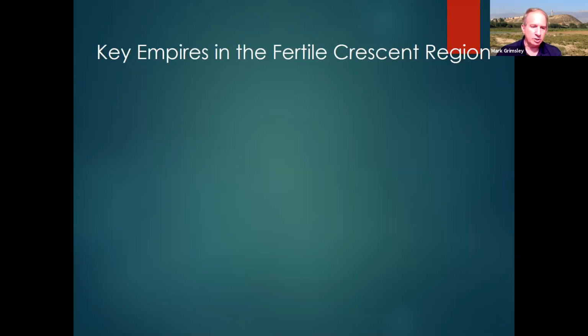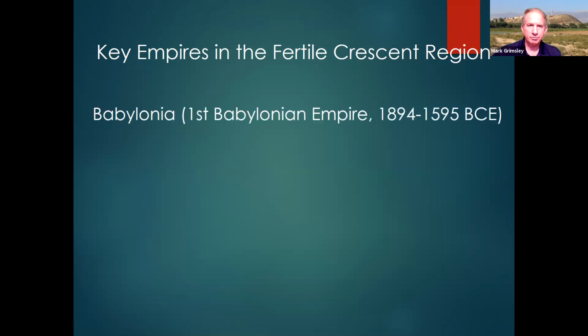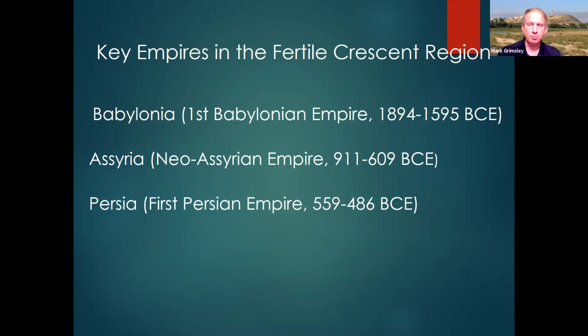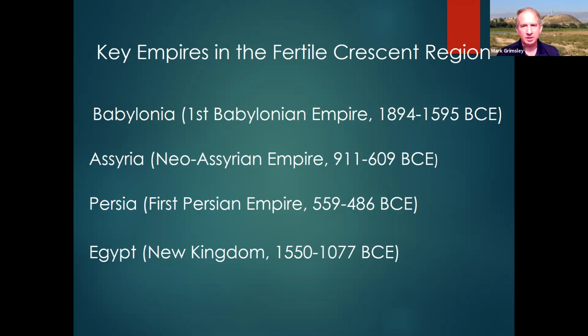For Mesopotamia, I want you to bear in mind just 3 empires. Babylonia, strictly speaking, the first Babylonian empire, which is dated from 1894 to 1595 BCE. Assyria, strictly speaking, the Neo-Assyrian Empire, 911 to 609 BCE. Persia, again, if you want to be scholarly about it, the first Persian Empire, 559 to 486 BCE. And then also I want you to know Egypt, specifically the New Kingdom, 1550 to 1077 BCE. Egypt, of course, is located at the other end of the Fertile Crescent in the Nile River Valley.